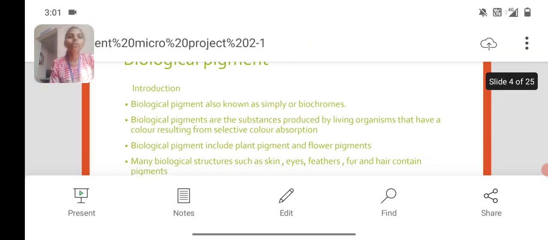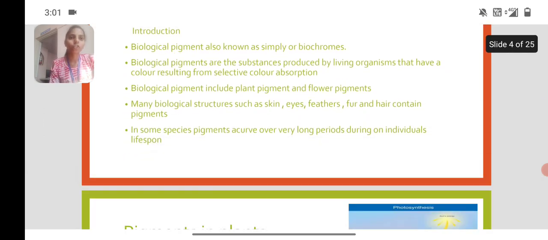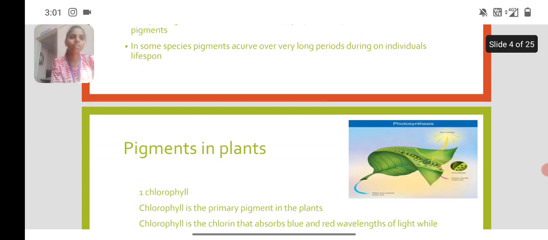Biological pigment. Introduction. Biological pigments, also known as simply pigments or biochromes, are substances produced by living organisms that have a color resulting from selective color absorption. Biological pigments include plant pigments and flower pigments. Many biological structures such as skin, eyes, feathers, fur and hair contain pigments. In some species, pigments occur over very long periods during an individual's lifetime.